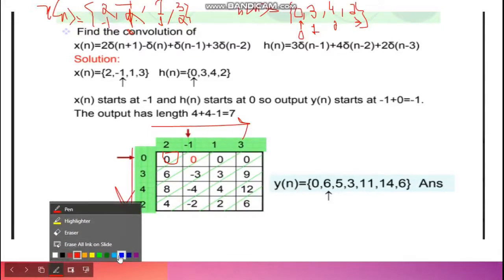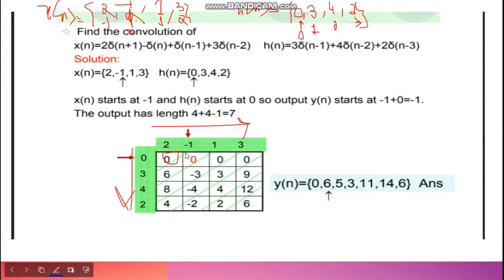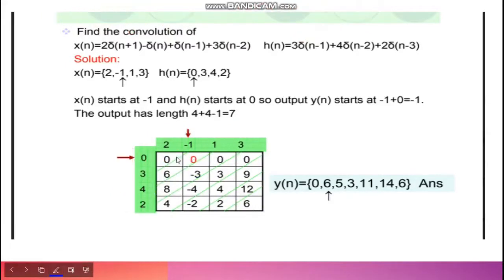So how can we find y of n? The y of n can be found by drawing a diagonal like this. If you look at the green line here, just draw a diagonal like that. Now our first element will be 0.